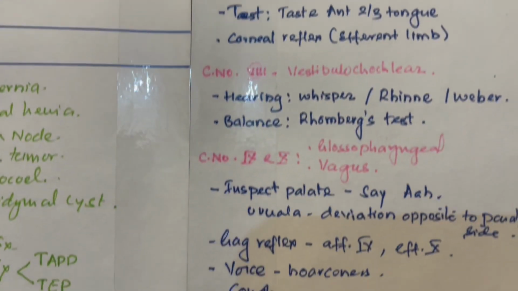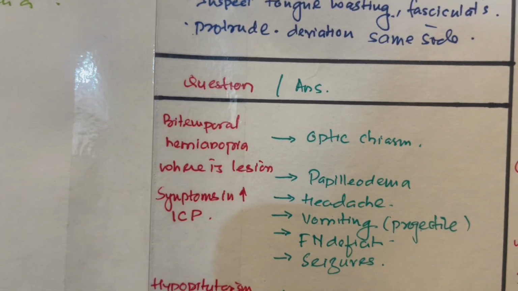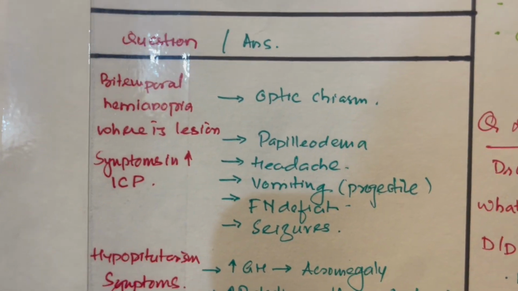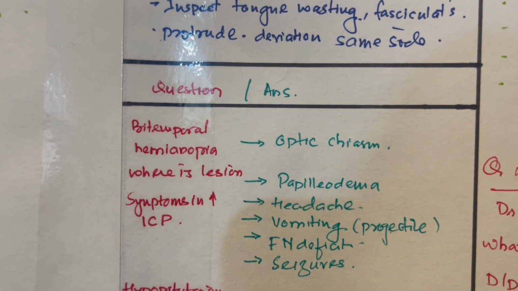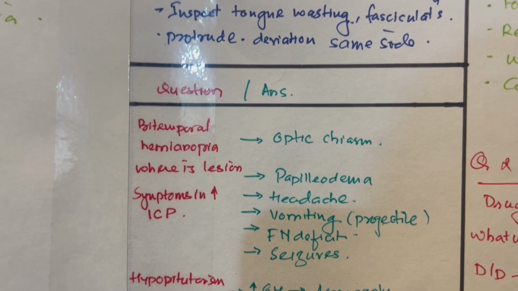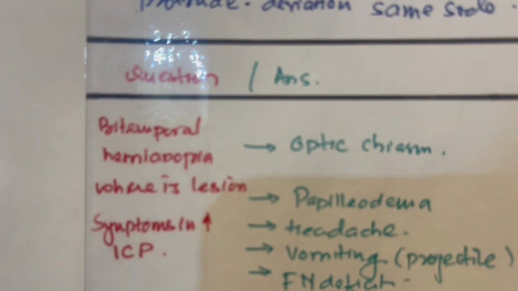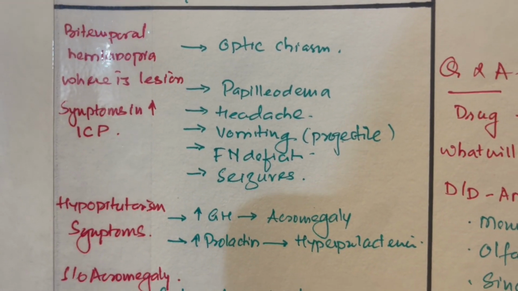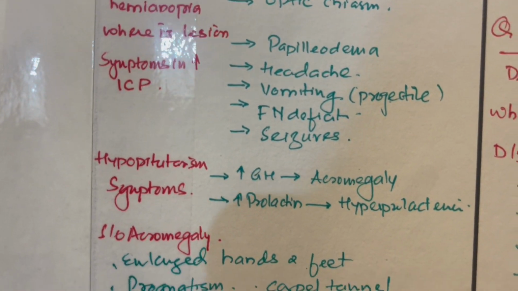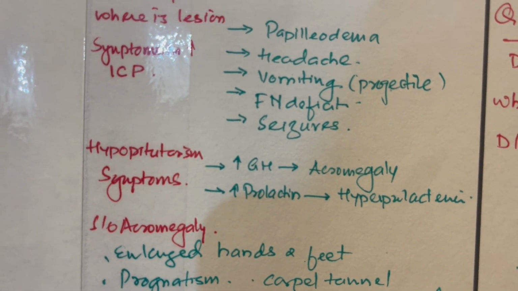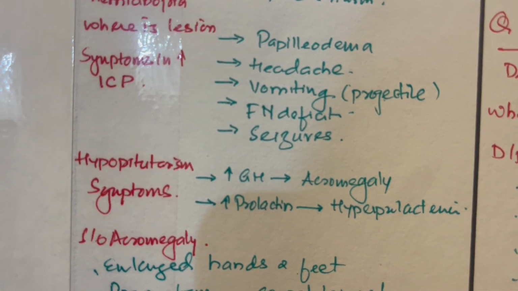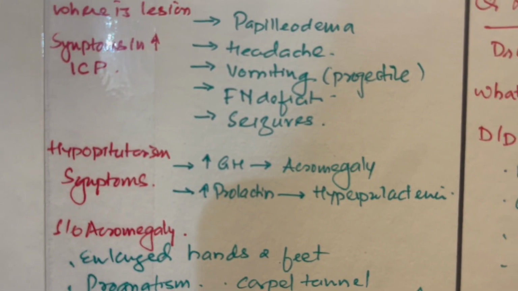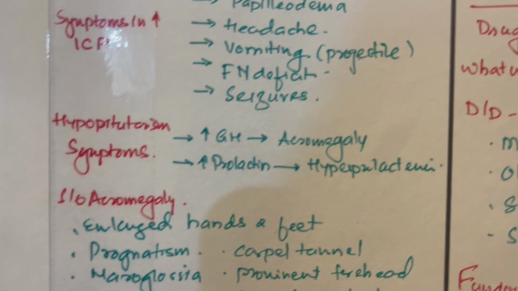Then the questions will be: bitemporal hemianopia, where is the lesion? Bitemporal hemianopia, the lesion will be in the optic chiasma. Symptoms will be papilledema, headache, projectile vomiting, focal neurological signs, hypopituitarism. Hyperpituitarism means the pituitary gland increases growth hormone, causing acromegaly, or increases prolactin.